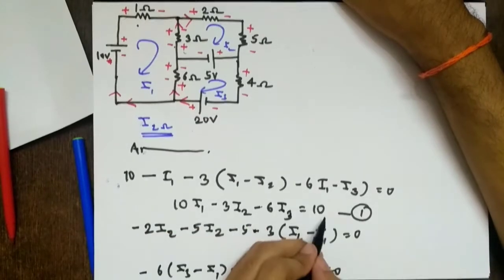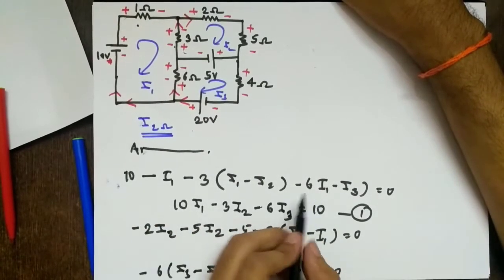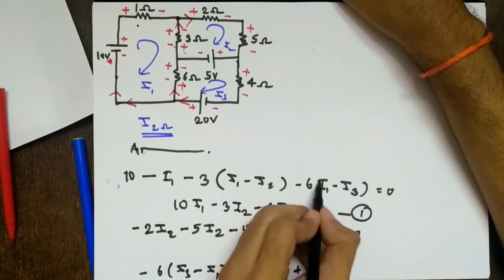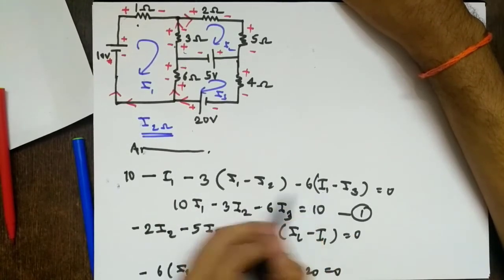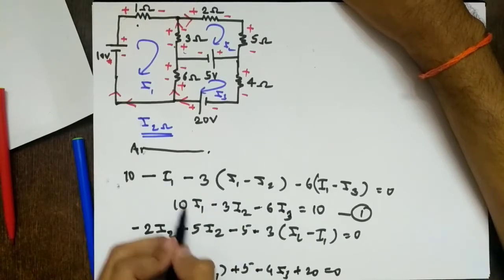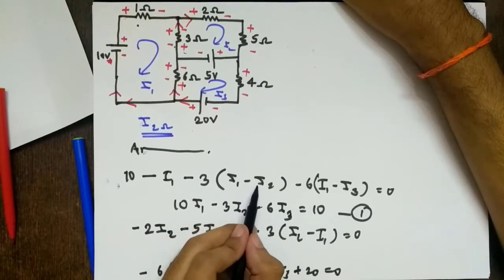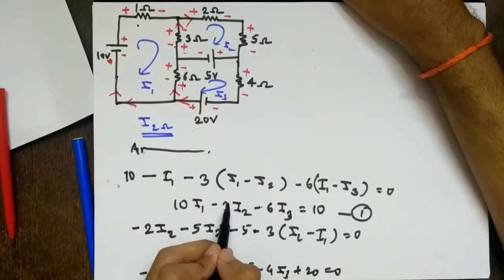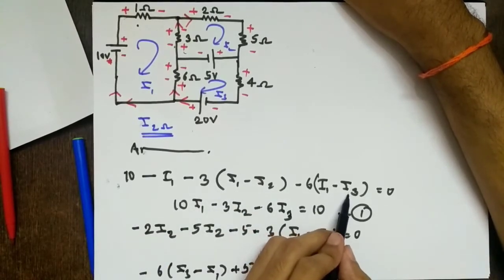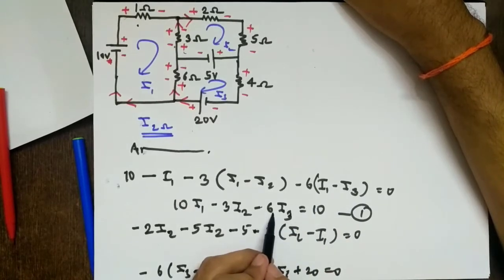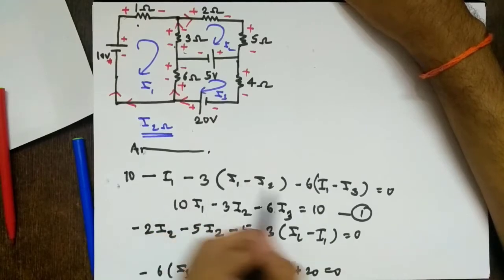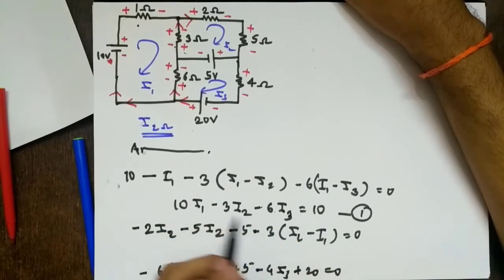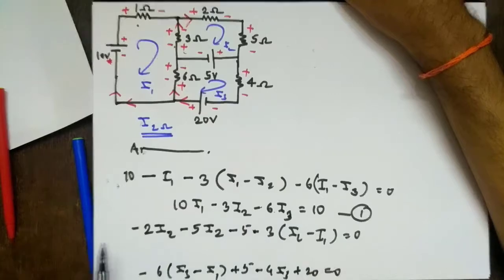If you see this, it will be the same. So if you consider this, it is minus 6 times I1 minus I3. I forgot to write a bracket. So minus 6 I1 minus 3 I1 minus I1. So minus 10 I1. We are getting the negative of this. Then I2 is plus 3 I2. We are getting the negative of this. I3 is plus 6 I3, we are getting the negative of this. And this will go here, so it will become minus 10. So we are getting the negative of this. So if you multiply this by minus 1, you will get the same equation.